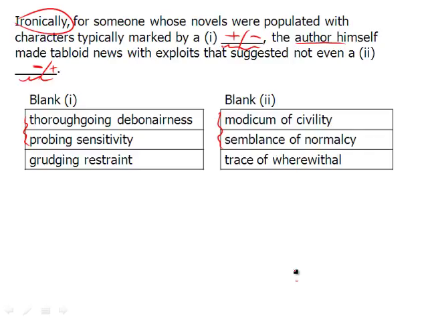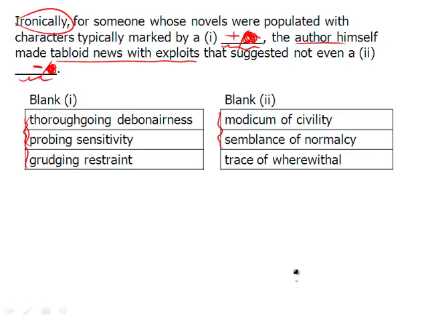Well, no. The author himself made tabloid news with exploits. So we know that the author himself is up to some bad stuff, because tabloid news exploits suggests that he is doing some negative behavior. Therefore, the second blank has to be negative. The first blank has to be positive. So we can now go to the first blank and look for words that are positive.